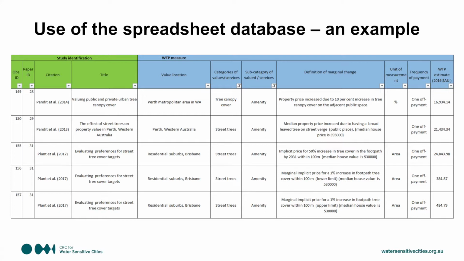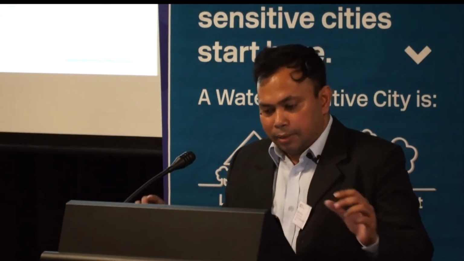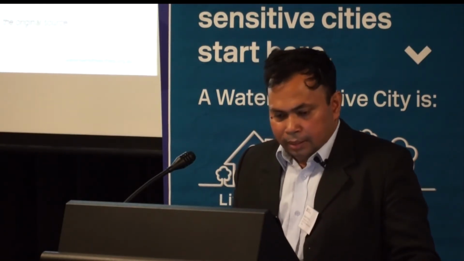One is from a Perth study, another one is from a Brisbane study, and they provide a definition of this marginal change. In one case it is the property price increase due to a 10% increase in the tree canopy cover on the adjacent public open space, just to give you an example. On the other hand, the last one is the marginal implicit price for a 1% increase in footpath tree cover within 100 meters of a house. So you can see the definitions, how they have measured these values, and also you can get the willingness to pay estimates that have been derived from these studies.